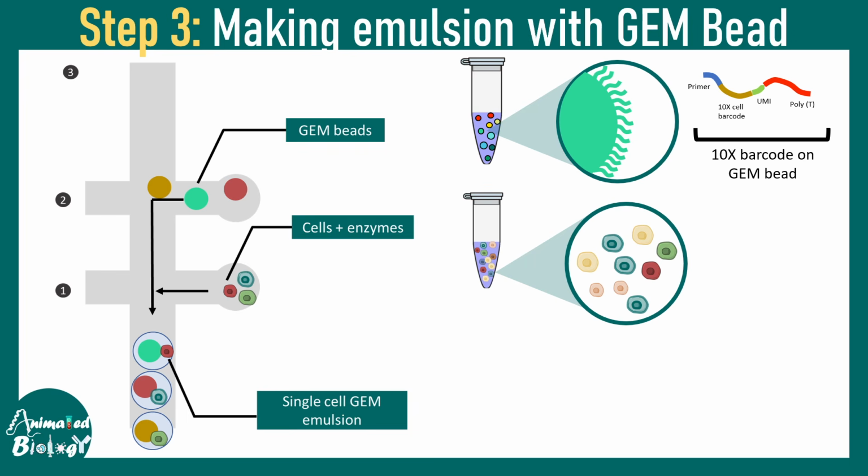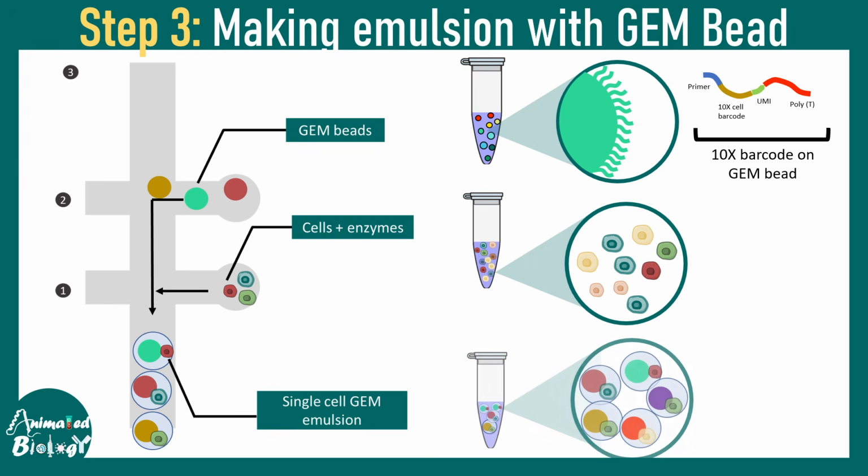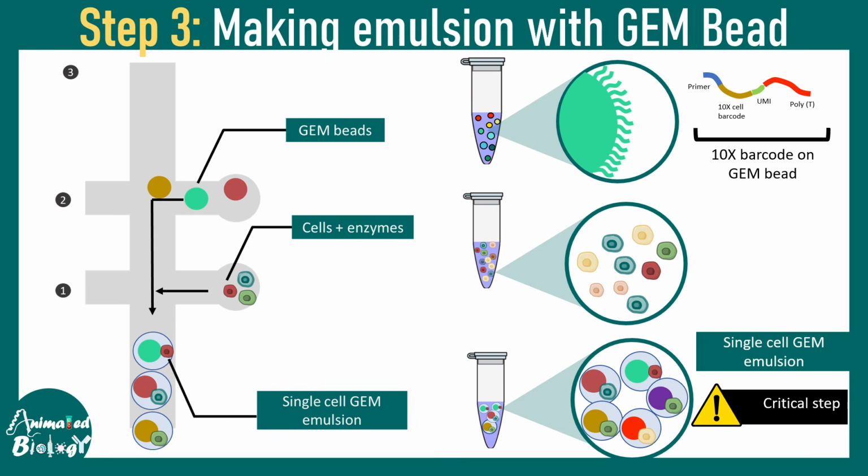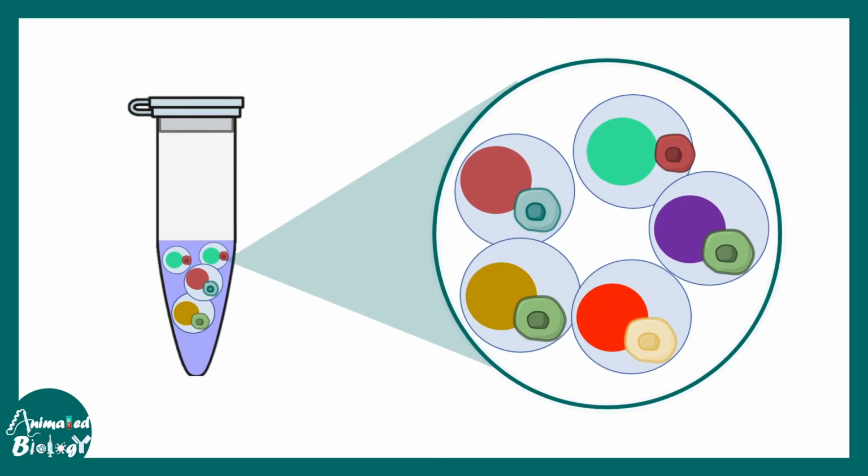Then basically you put the single cell suspension in a different well and it would be combined in this microfluidic device. And now in one particular emulsion you would have one type of gem bead, let's say this green color bead with the red color cell. And let's see why this is important. And formation of the emulsion is really critical.